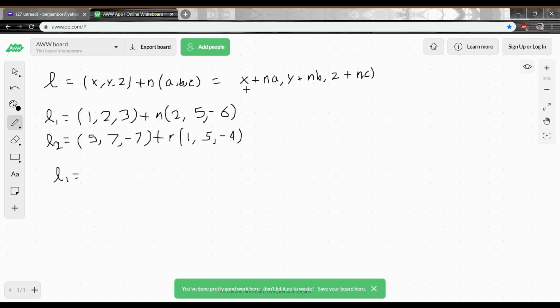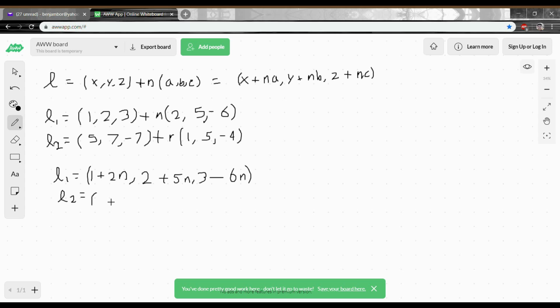This is the point form. I believe I talked about it earlier in this lecture. We're going to convert all these general equations of lines into the point form to make it easier to solve. So we're going to take 1 and add to it n multiplied by 2. Now we're going to have a comma. We're going to take 2 and add to it 5 multiplied by n. And now we're going to take 3 and add to it a negative 6 multiplied by n. We're going to do the same with the second line.